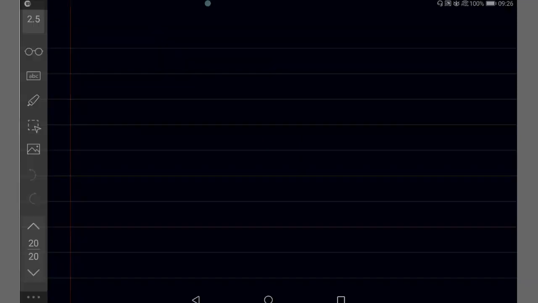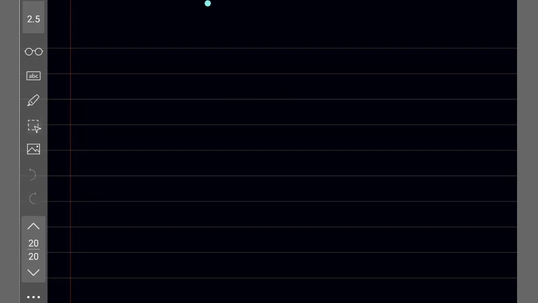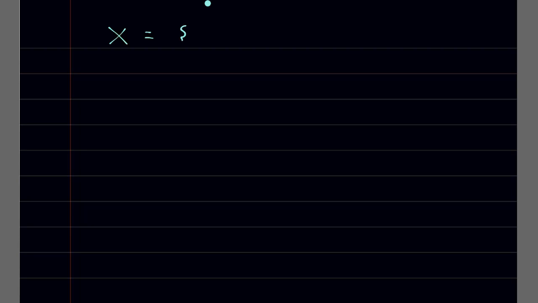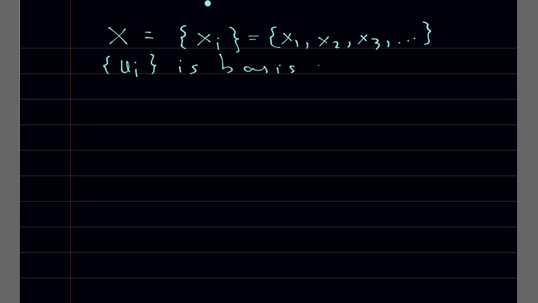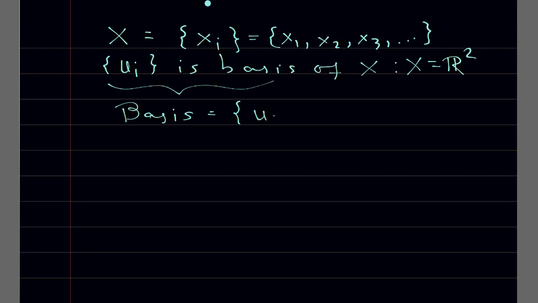So I do it in the following way. Consider there is a vector space X, and I would represent all the elements of vector space X by such a symbol. When I do this, always remember I'm actually writing all the elements x1, x2, x3, and so on. If I say that ui is the basis of X, and say X is R2, for example, then you should immediately recognize that the basis contains two elements, u1 and u2, since we are in R2, and any element of X can be written as a linear combination of u1 and u2.